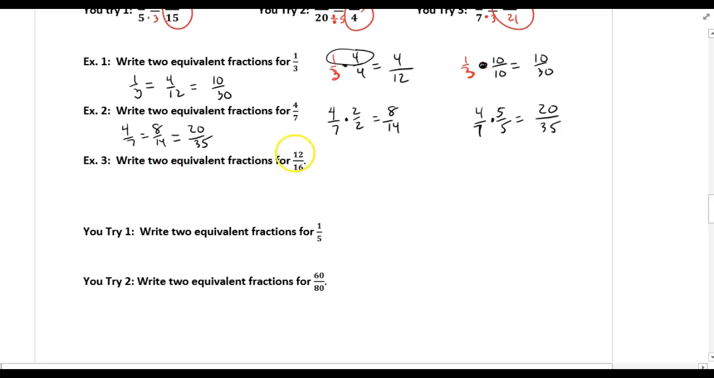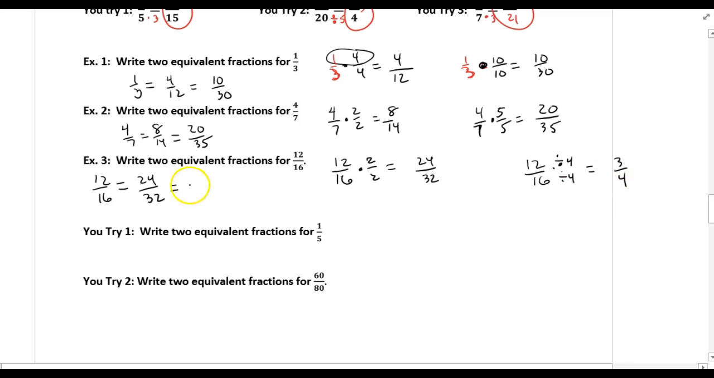Now write two equivalent fractions for 12 over 16. Now this one you could do two things. Say I wanted to multiply by 2 over 2. I would get 24 over 32. So you could say 12 over 16 is equivalent to 24 over 32, but say I also went the other way. I know 12 and 16 are divisible by 4, so if I divide both the numerator and denominator by 4, it would give me 3 over 4. So all three of these fractions would end up being equivalent.